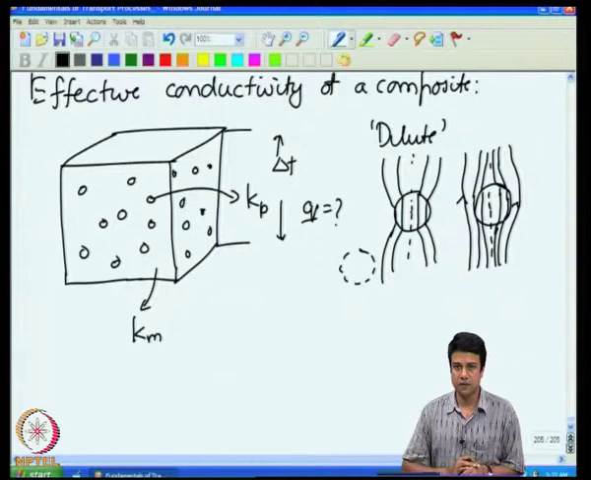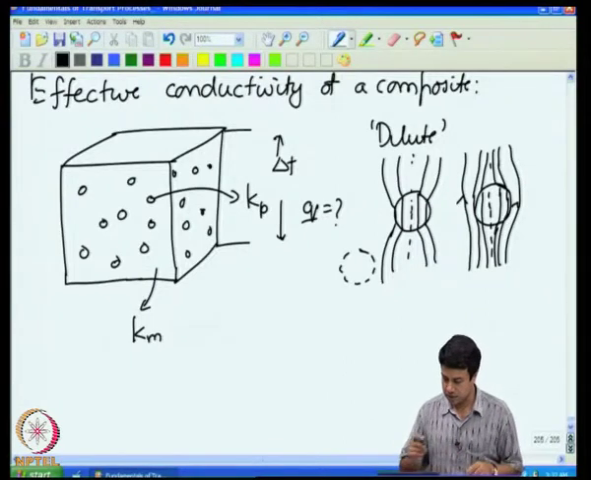So, the assumption here is that the temperature field around one particle is not affected by the temperature field around another particle.